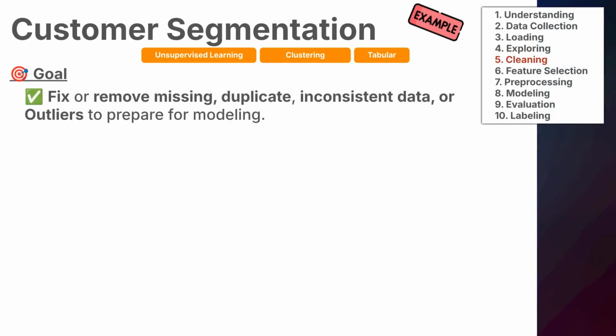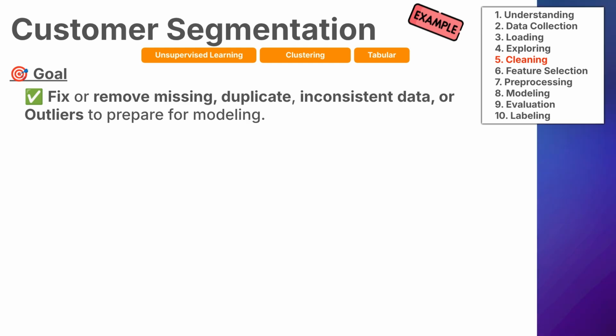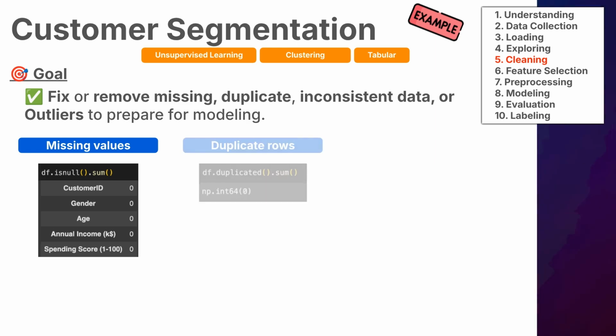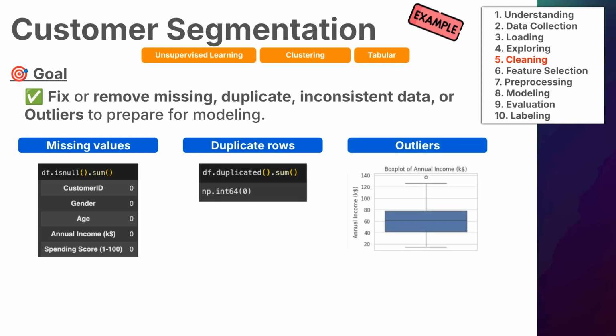5. Cleaning the dataset. The goal is to ensure the dataset is clean and reliable for clustering by handling missing values or duplicates and identifying and addressing outliers if necessary. As we know from the exploration step, there are no missing values. Also, there are no duplicate rows. Next, outliers. From the exploration step, annual income has one mild outlier, but since it's valid, not an error, we'll keep it for now.